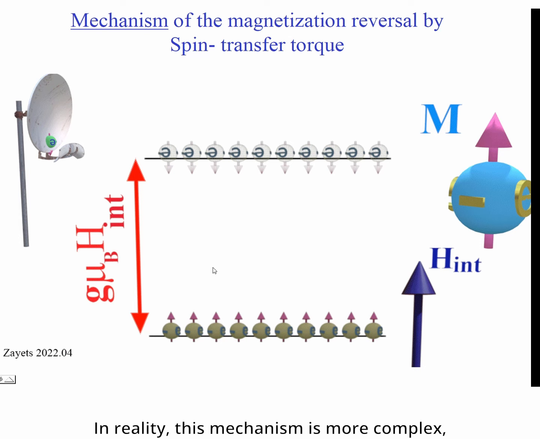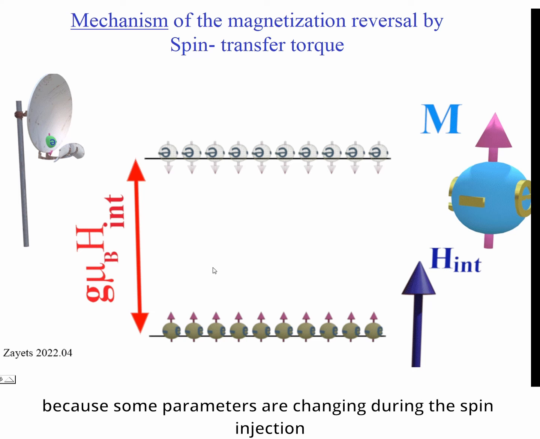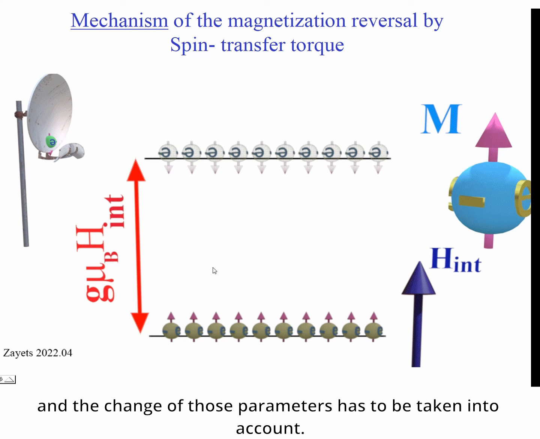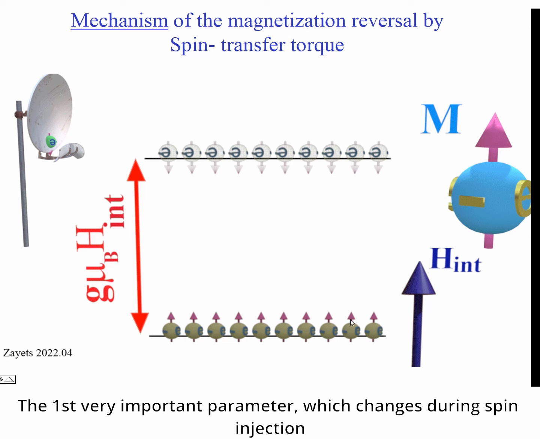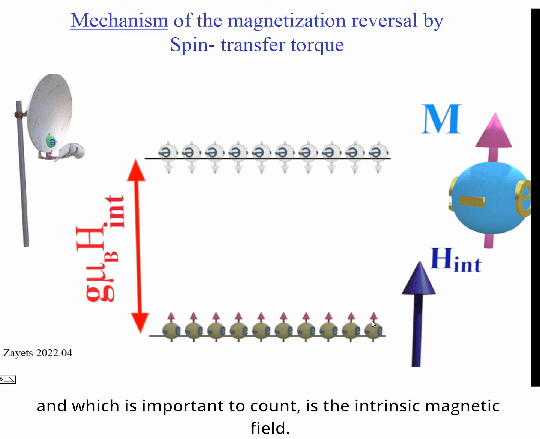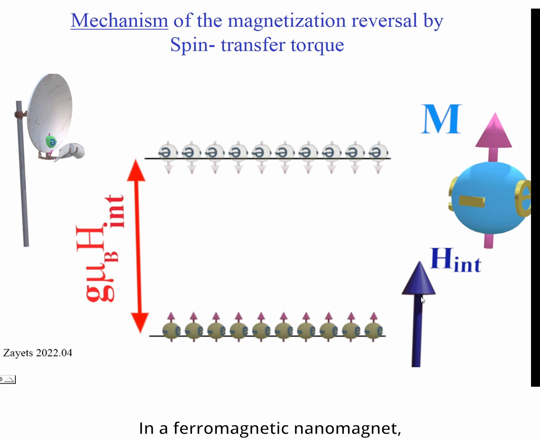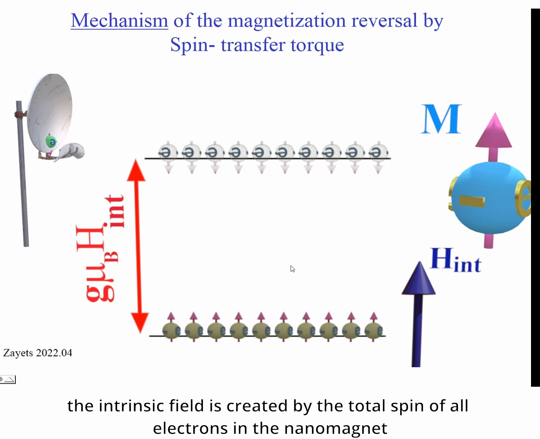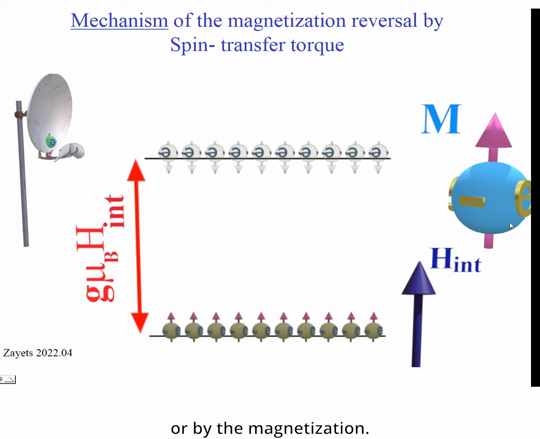In reality, the mechanism is more complex because some parameters are changing during the spin injection, and the change of those parameters has to be taken into account. The first very important parameter which changes during the spin injection and which is important to count is the intrinsic magnetic field, shown by this blue arrow. In a ferromagnetic nanomagnet, the intrinsic field is created by the total spin of all electrons in the nanomagnet, or by magnetization.